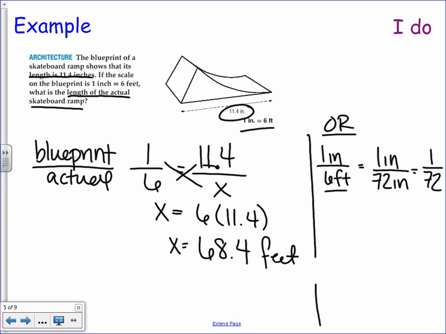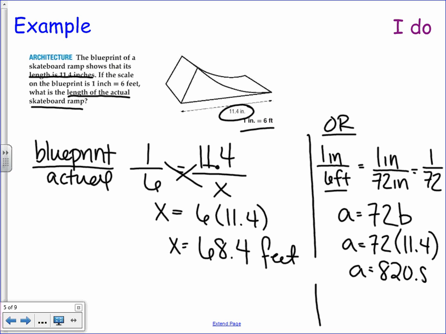Okay, so this means that our actual length is 72 times the blueprint length. So I can say my actual is 72 times the blueprint. And I can plug in 72 times 11.4. And my actual is 820.8 inches. If you divide that by 12, you'll get that in feet, which is 68.4 feet, which is the same thing we've got over here.